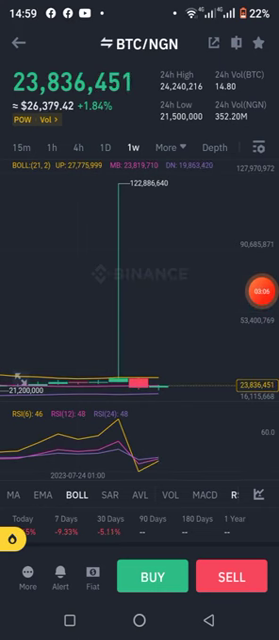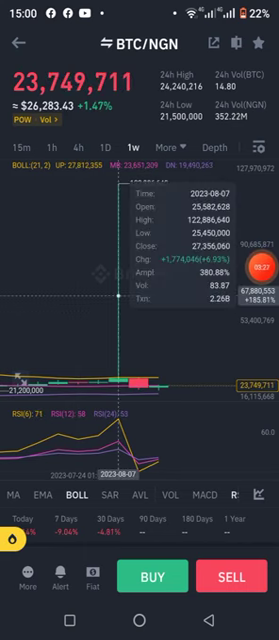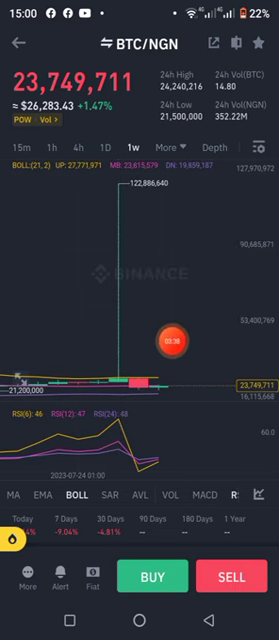Like I was saying, if you check this third candle that has a long spike, that was 3 weeks ago. BTC volatility was very high, in so much that it reached 122,866,640. You can see it. And the lowest value for that week is 25,450,000. You can see the difference from 122 million to 25 million. So much volatility between Naira and BTC.